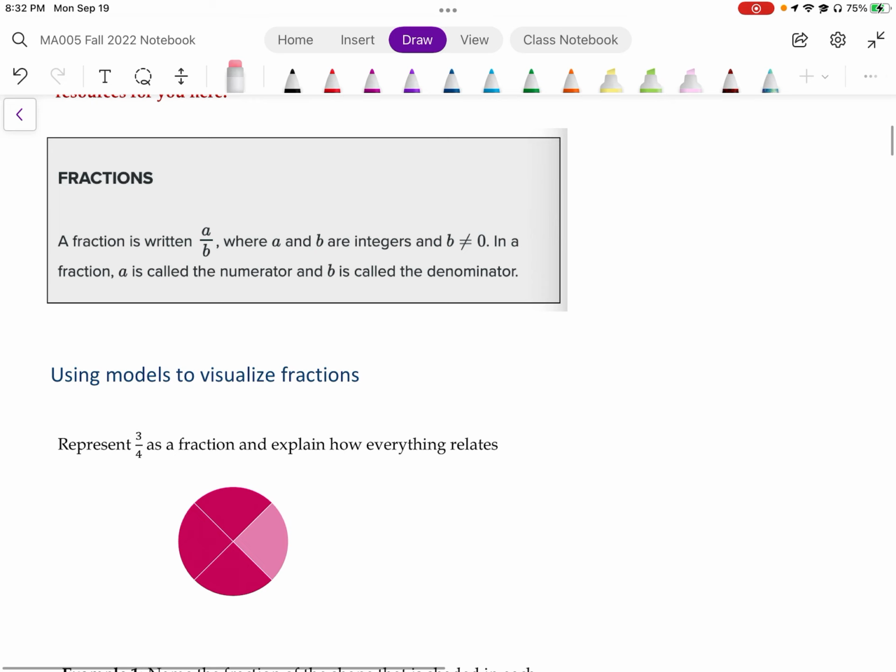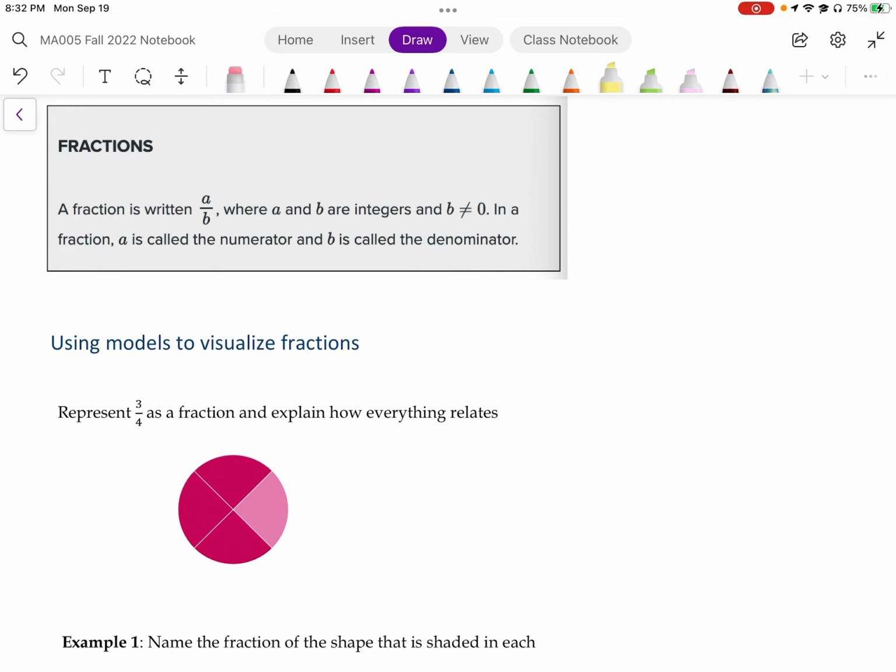All right, a fraction is written as a over b, where a and b are integers, so you cannot use a fraction over a fraction. Well, that's called a complex fraction, but we're not going to be looking at those. And you do not ever want to put a decimal in a fraction. So always integers. Okay, so A is the numerator and B is the denominator. So the numerator is on top, the denominator is on the bottom.